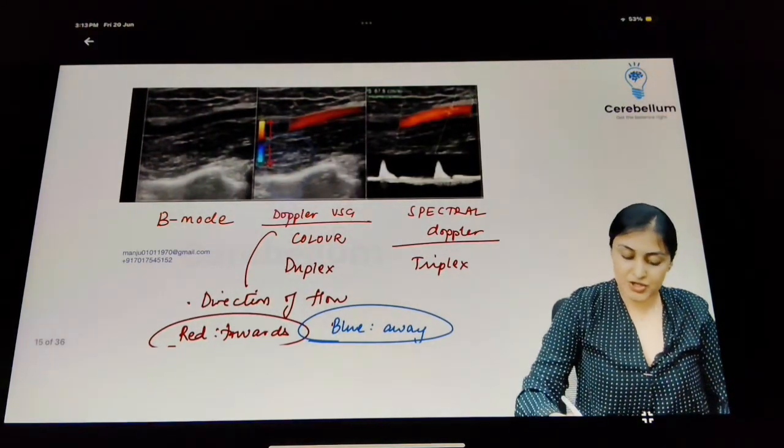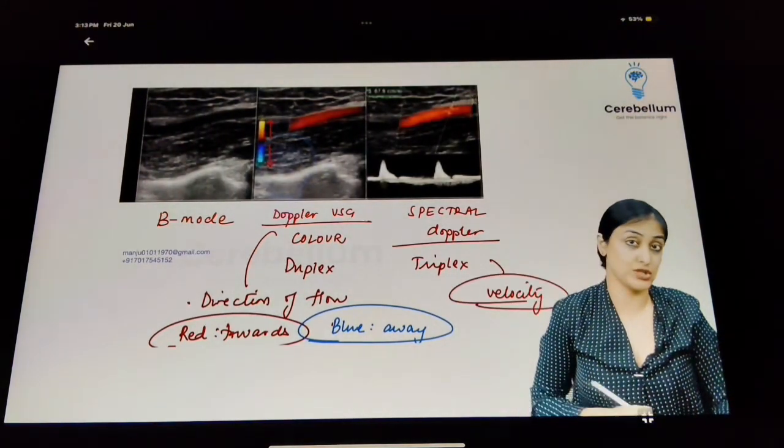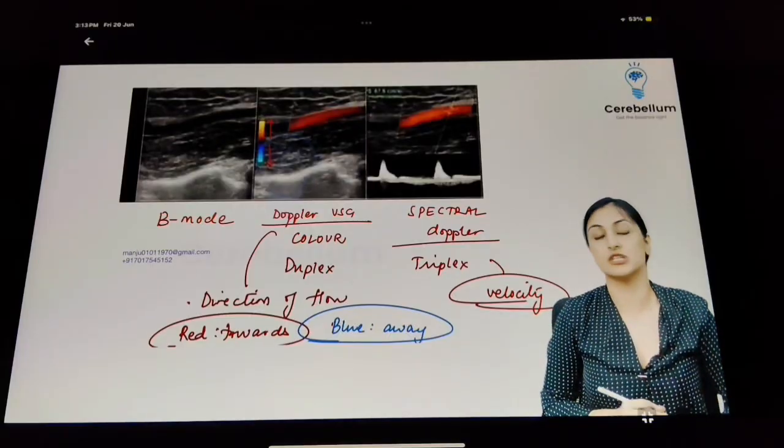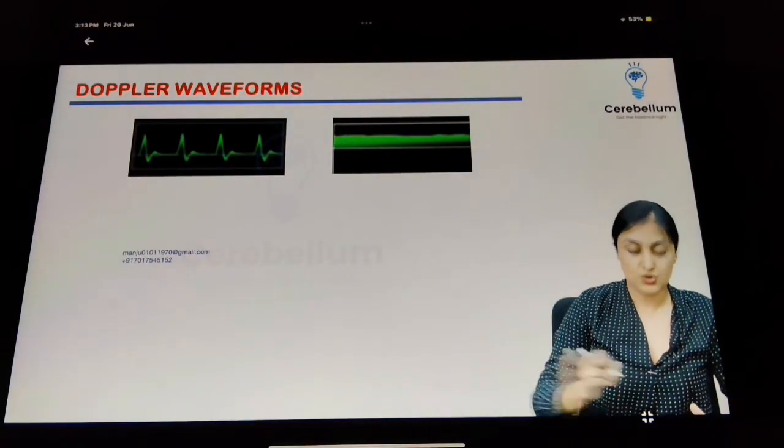Clear? When we talk about spectral Doppler, this is going to tell us the velocity of the flow also in different phases. How is the velocity in systole? How is it in diastole? So let's look at the Doppler waveforms. Two kinds of waveforms you want to understand.